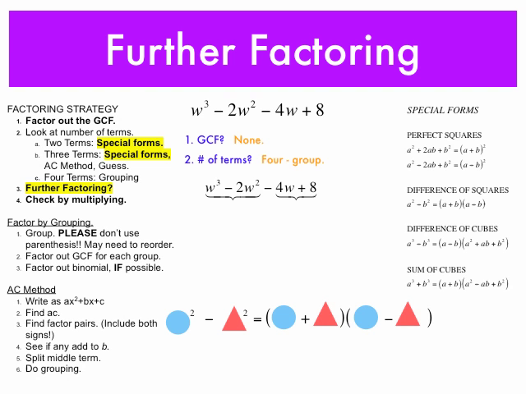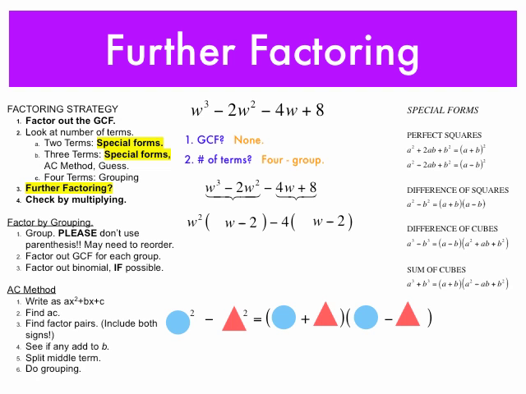The second pair has a 4, but it's got a leading negative, so I'm factoring out a negative 4. If I pull w squared out of w cubed, I'm left with w. If I pull w squared out of negative 2w squared, I'm left with negative 2. If I pull negative 4 out of negative 4w, I'm left with w. If I pull negative 4 out of positive 8, I'm left with negative 2.